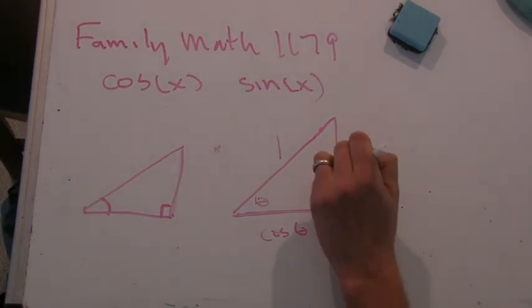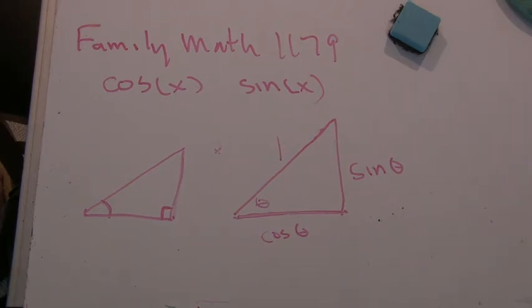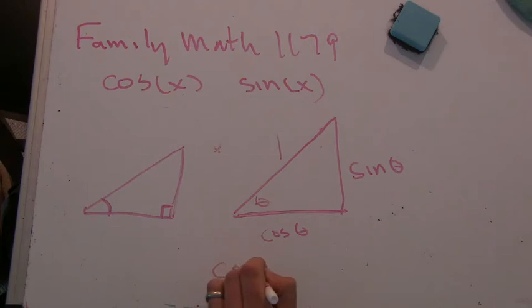Sine theta. Sine theta. And that leads actually to a pretty interesting equation, a relationship between sine and cosine. Do you know what that is? Cosine squared plus sine squared equals 1. Yeah. Have you seen that before? Well, no, but it just comes from the Pythagorean theorem.